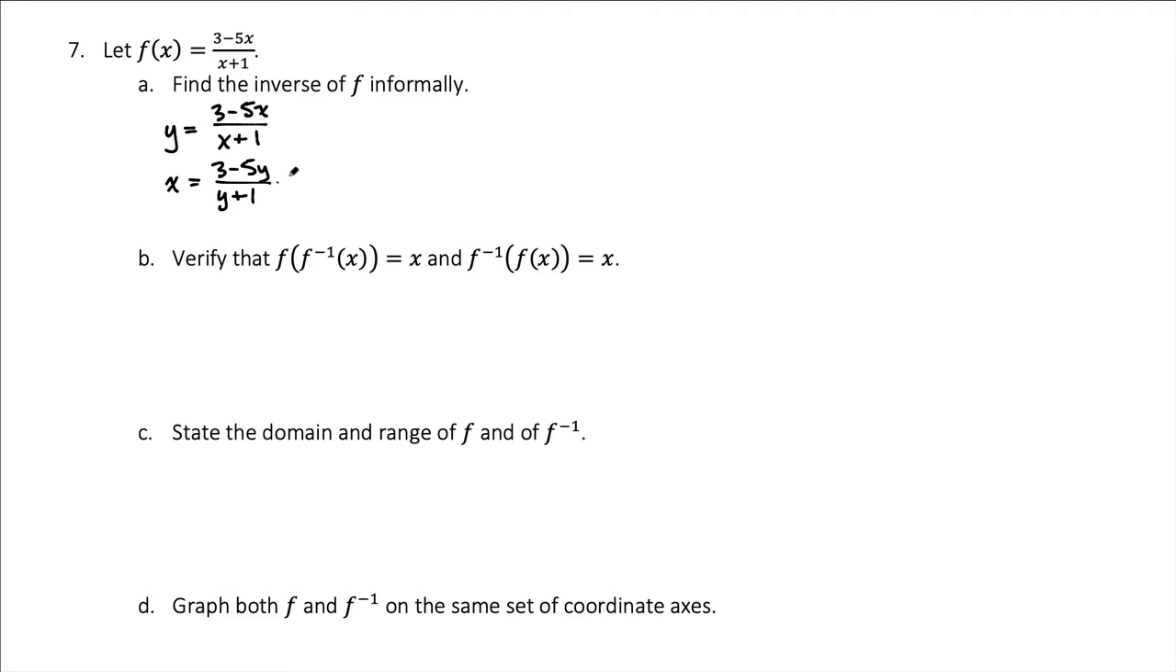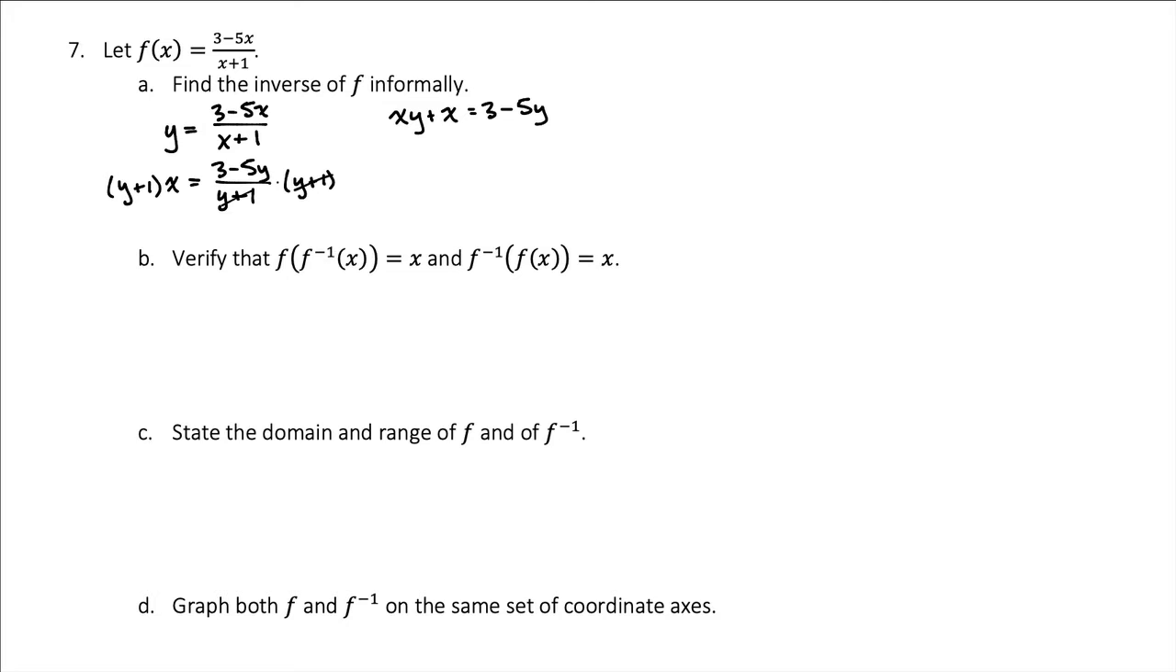We're going to multiply both sides by that denominator, y plus 1. Okay, and on the right side, that cancels out. On the left side, we're going to distribute the x. So x times y, and then plus x times 1 is x. And then we've just got equals 3 minus 5y.